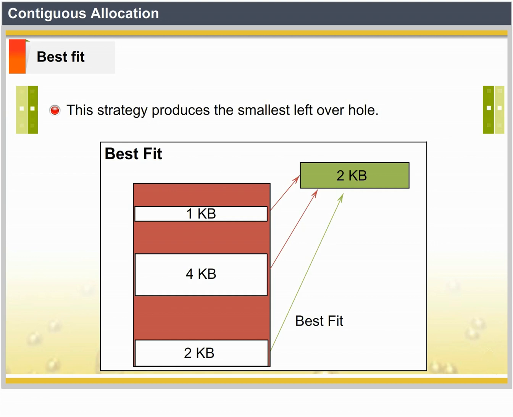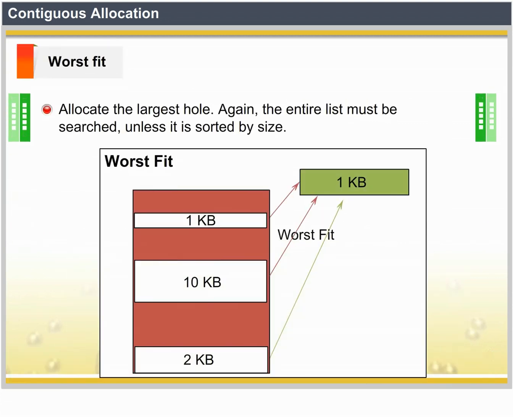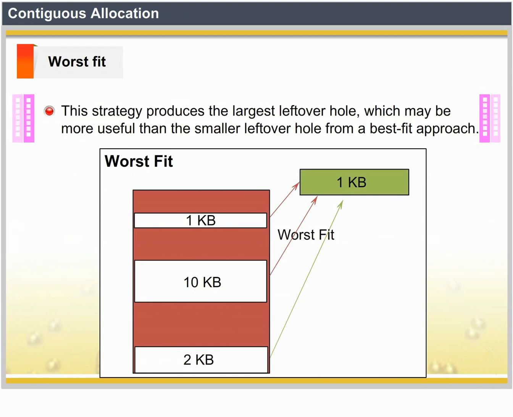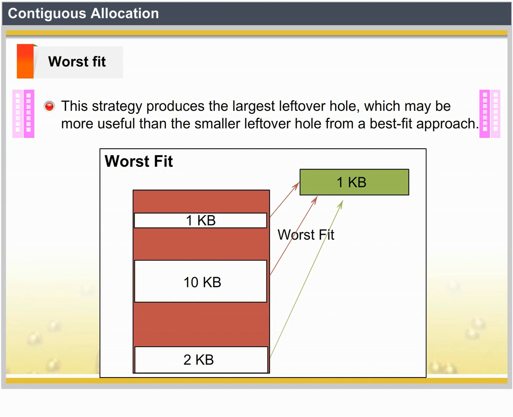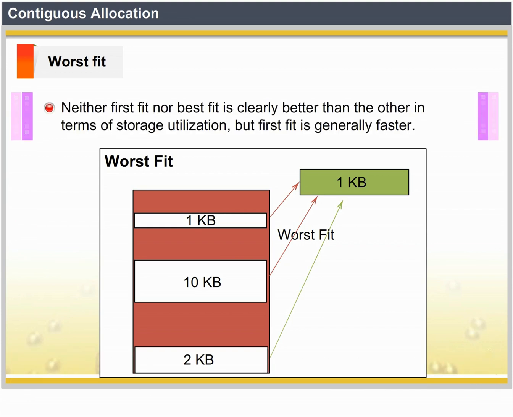Worst fit: allocate the largest hole. Again, we must search the entire list unless it is sorted by size. This strategy produces the largest leftover hole, which may be more useful than the smaller leftover hole from a best fit approach. Simulations have shown that both first fit and best fit are better than worst fit in terms of decreasing time and storage utilization. Neither first fit nor best fit is clearly better than the other in terms of storage utilization, but first fit is generally faster.